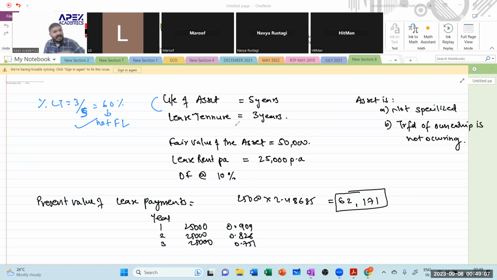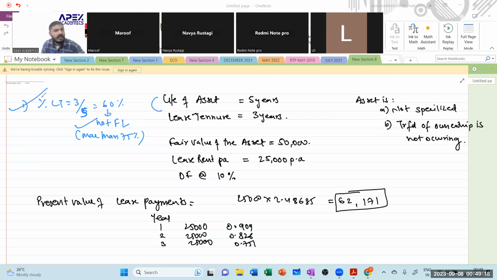It has to be more than 75%, na? It has to be what? Yes, sir. It has to be more than 75%. So it is not a finance lease. Agreed or disagreed? Point number 1. Agreed. Point number 2, asset is not specialized, so it is not a finance lease.